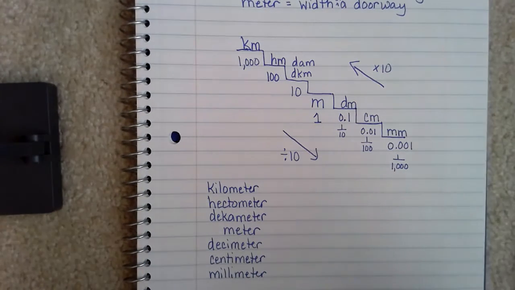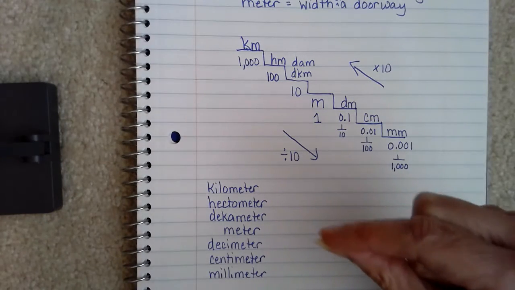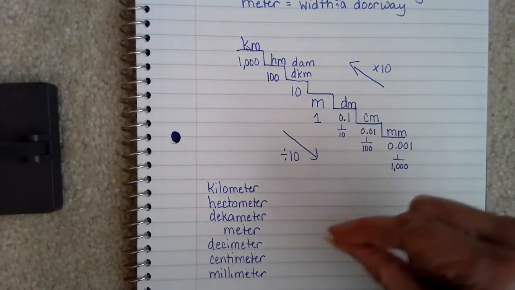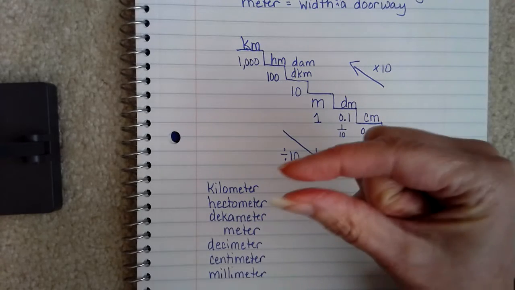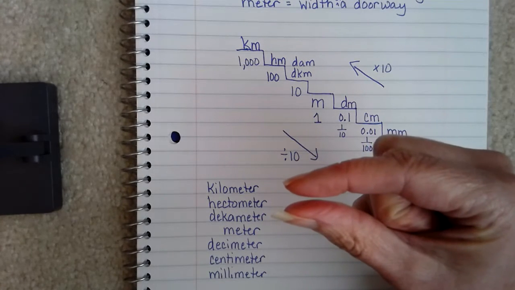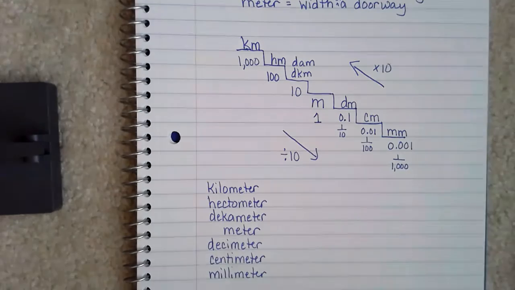A millimeter is about the thickness of a dime, and I should have grabbed a dime. But if you take a dime and put it on its edge, so you're just looking at the teeny tiny edge of it, like in between my two fingers there, now we're talking about a millimeter. That's how small that is.